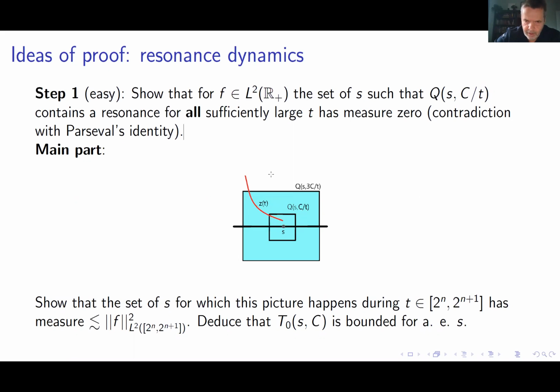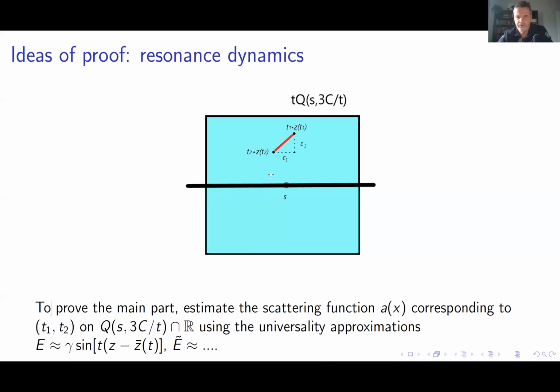Now, surprisingly, here, the proof splits into two different proofs, because if you follow the motion of the resonance, and now let's blow up our box multiplied by t, and let's denote by epsilon1 and epsilon2 the horizontal and vertical parts of the displacement of the resonance.